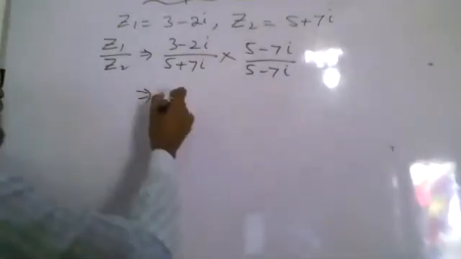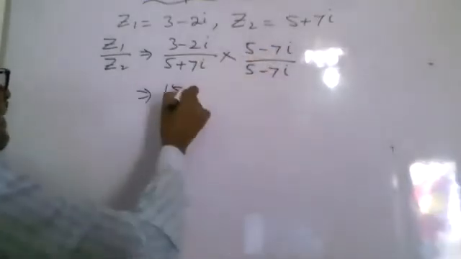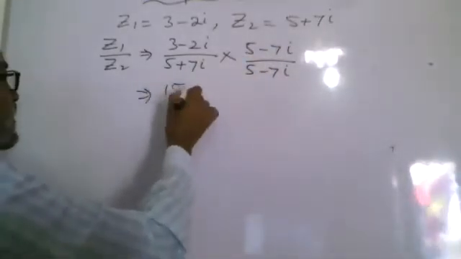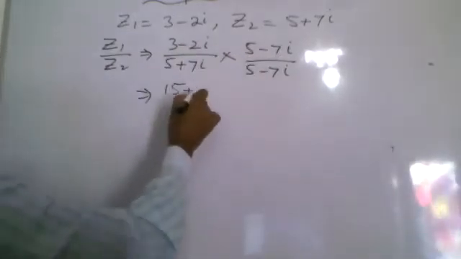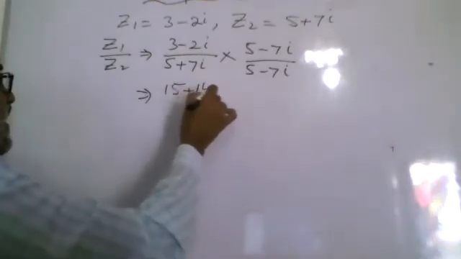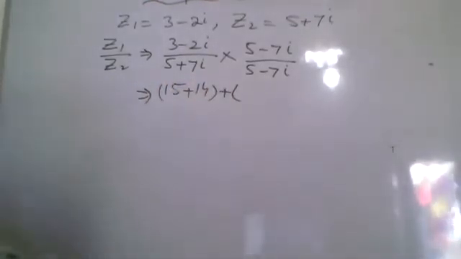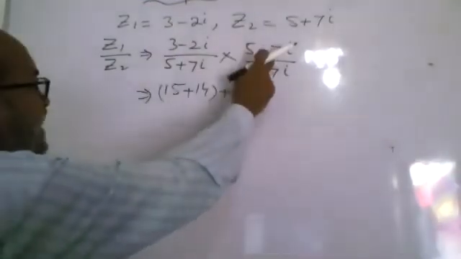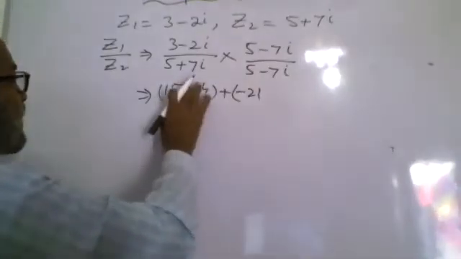So 3 into 5 will be 15. Minus 2 into minus 7 will be plus 14. This is the real part. Plus the imaginary part. 3 into minus 7 will be minus 21.